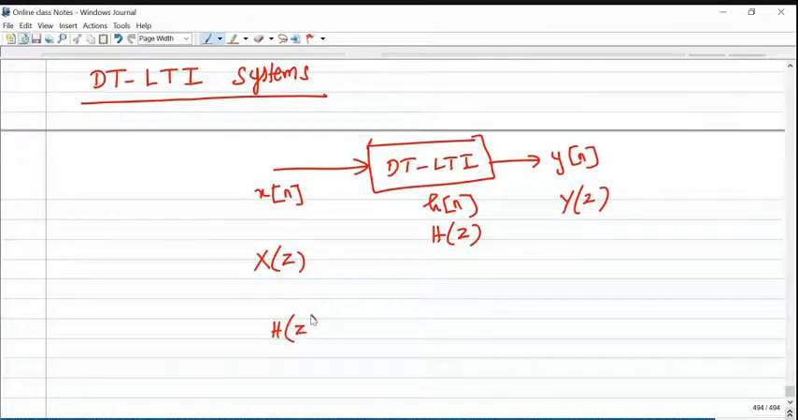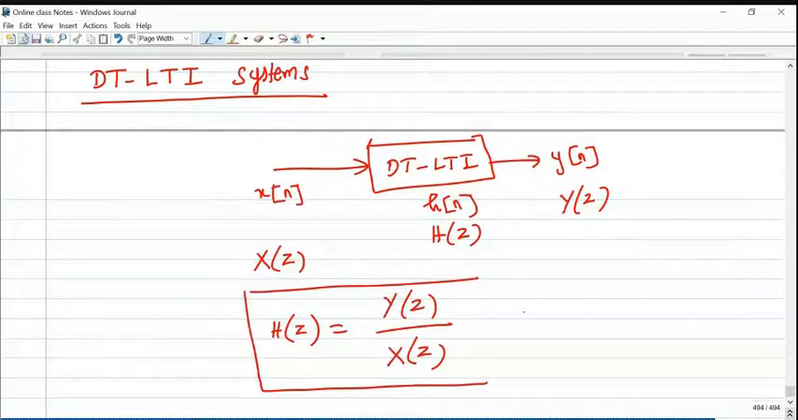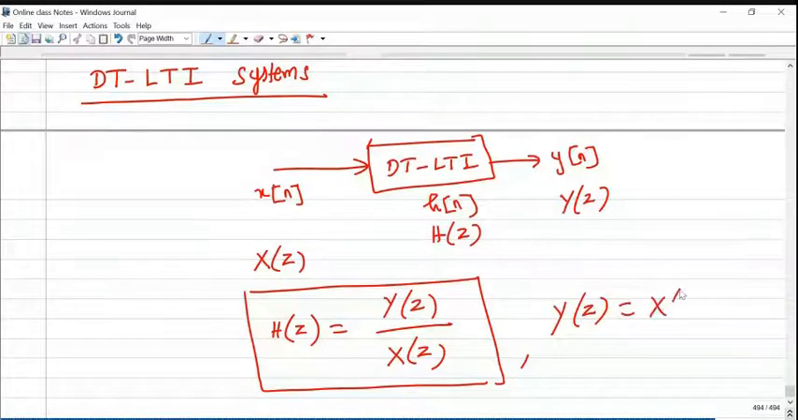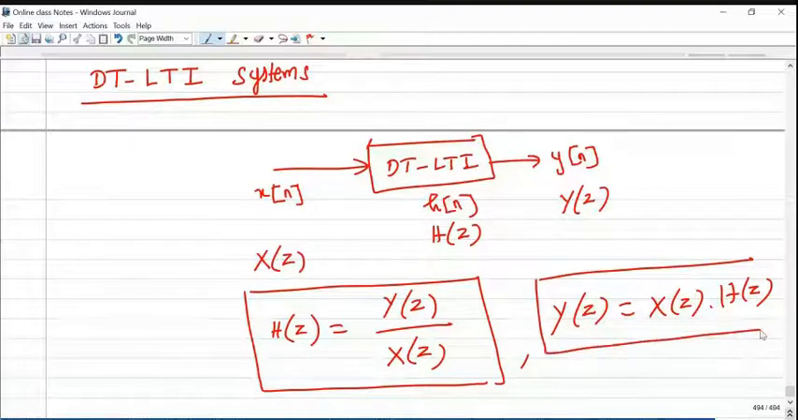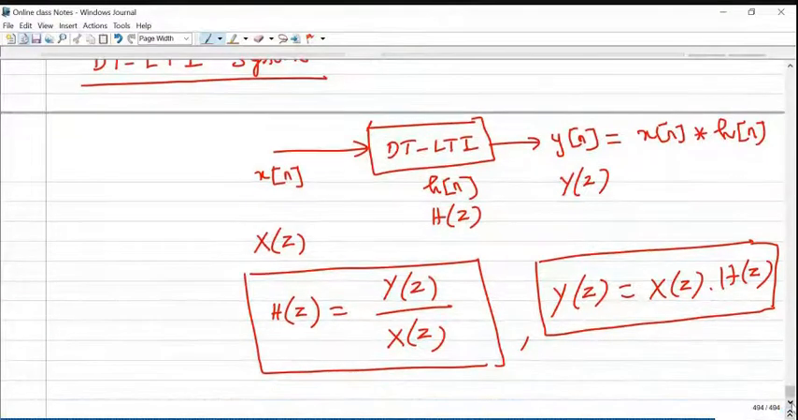So the transfer function of the LTI system, H of z equals Y of z divided by X of z, right? Or Y of z equals X of z into H of z. Because in the time domain, y of n equals x of n convolution with h of n, the LTI system output. In the frequency domain, Y of z equals X of z multiplied with H of z. There are some fundamental relations between input, output and their transformations.